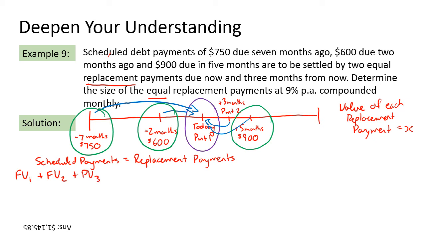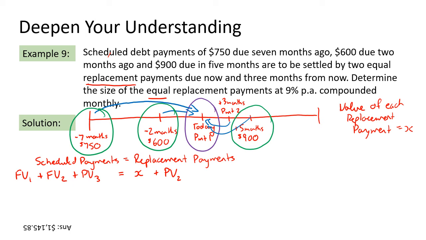That has to be equal to what you're paying in these two replacement payments. So our first payment was due today, so we don't have to do a calculation. That payment is just X. And our second payment would be due in 3 months from today, so it's going to be a present value calculation. So I'll call it present value calculation for payment number 2.